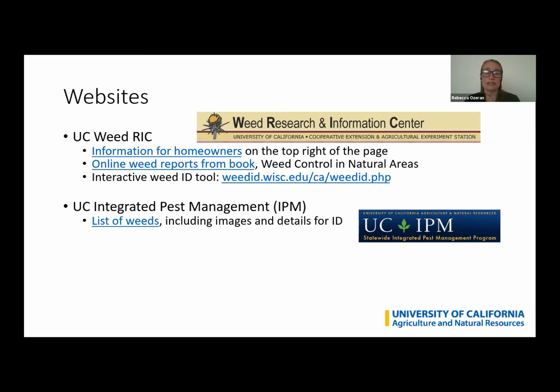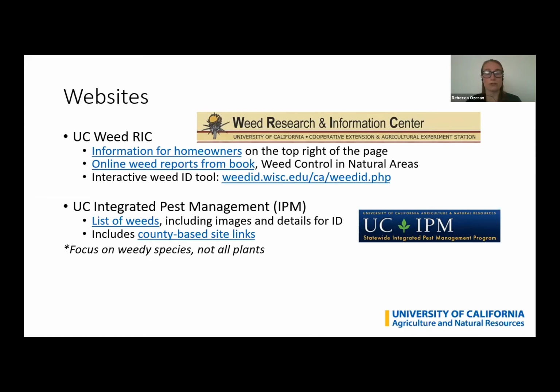The other really great website we have is the Integrated Pest Management website, which includes a massive list of common weeds, including images of them and details for how to identify them. And the IPM site also connects to multiple different county-based links that might have more relevant information depending on where you are in California. I do want to highlight these two websites focus explicitly on weedy species.